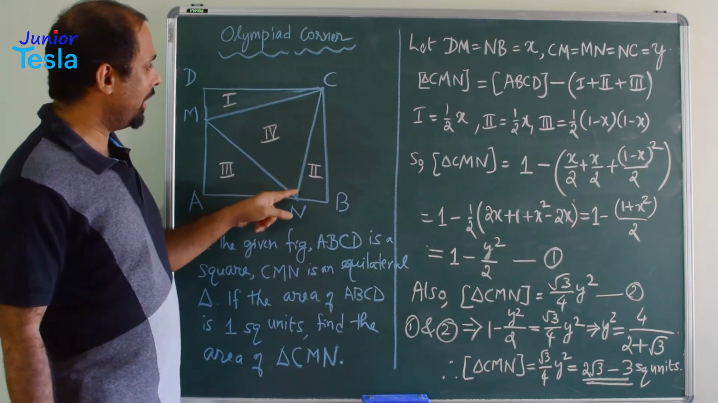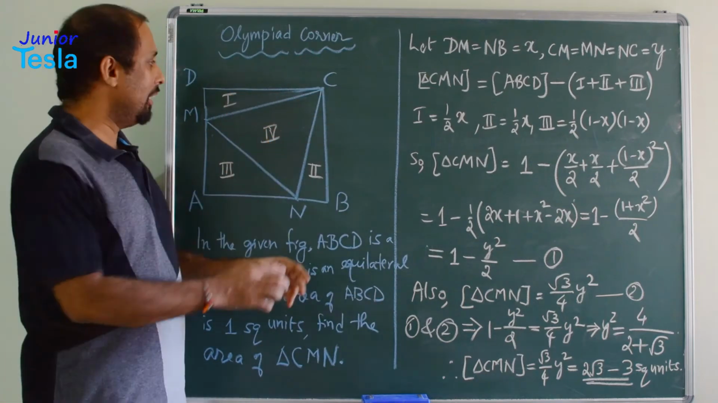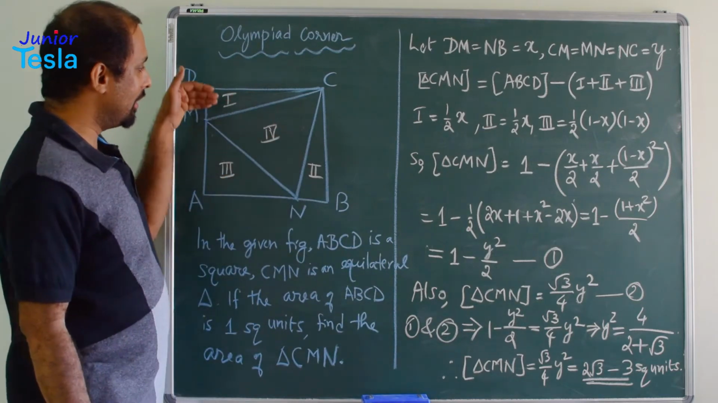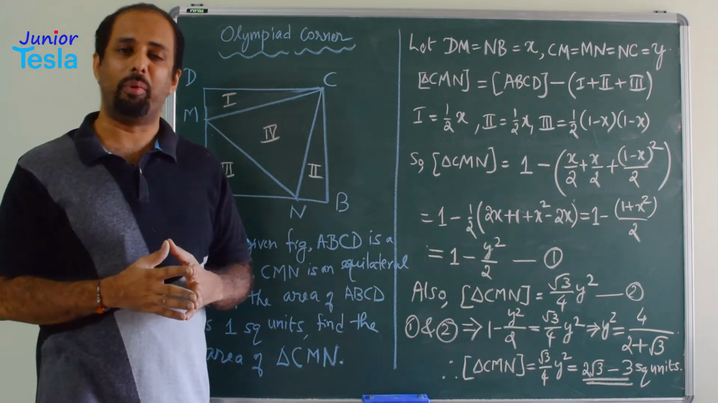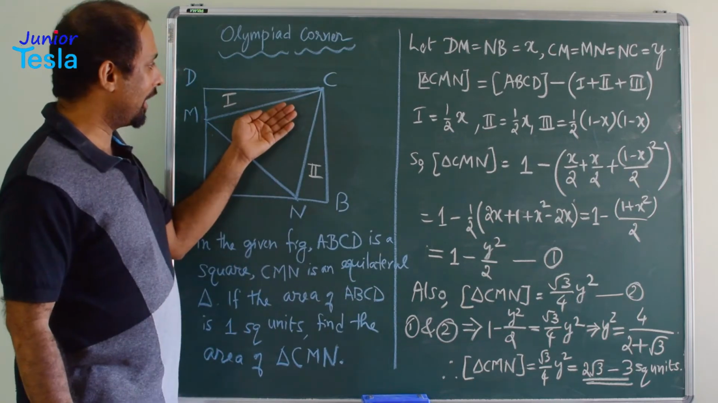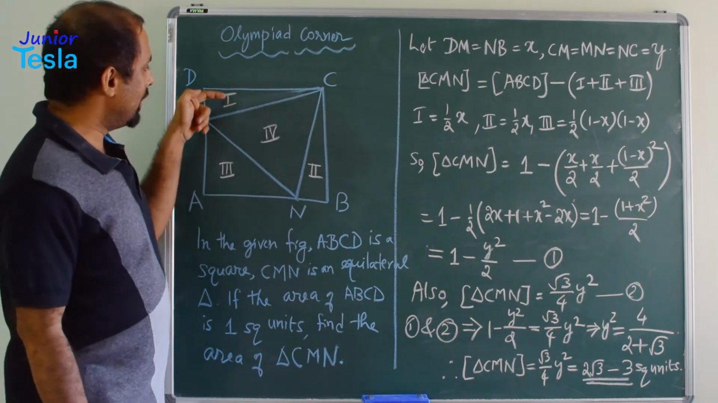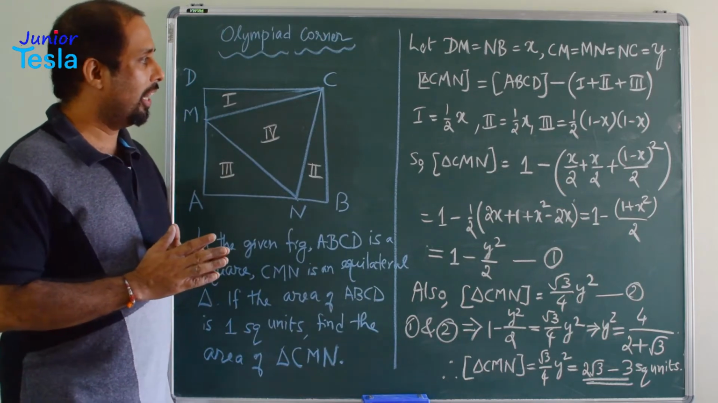Now what is the total area of the equilateral triangle? It is the total area of the square minus these three portions, 1, 2 and 3, right? If you remove all these things, what is going to remain? Only the equilateral triangle is going to remain. Therefore, the area of this particular triangle is equal to the total square area, that is 1 square, which is 1, minus these three portions, right? We will see how to do it.